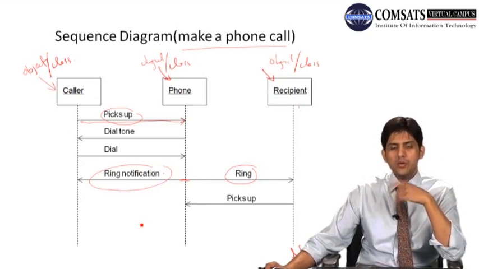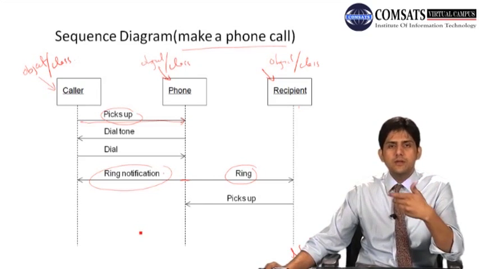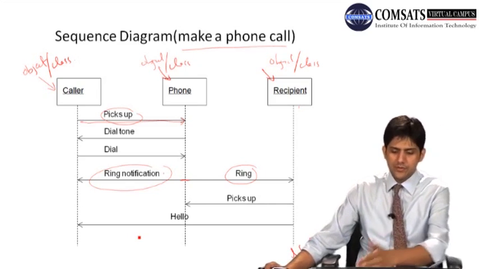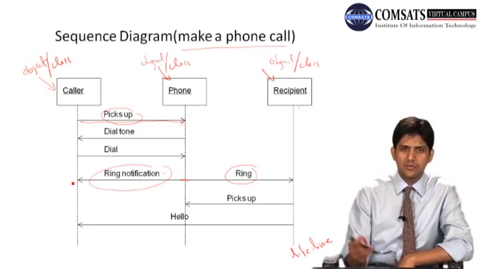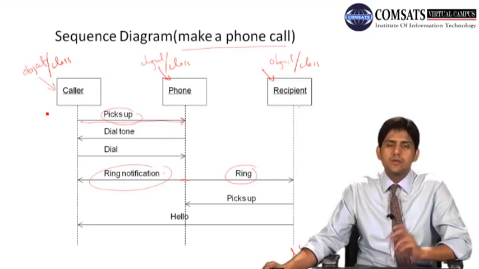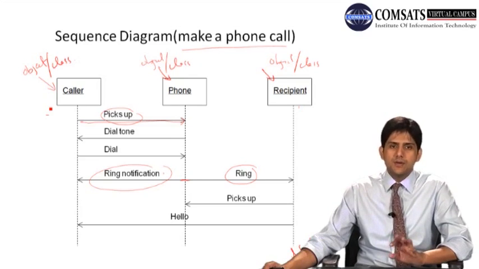Okay. And then what happens, as soon as the recipient picks up the phone, there is a message from the recipient to the phone, and then you are in direct communication with the recipient, and it says hello to you or whatever. Okay, so we saw that this is again a very simple example, and you can do it from your real life. You can take small examples. For example, you go to the university or you attend a lecture.